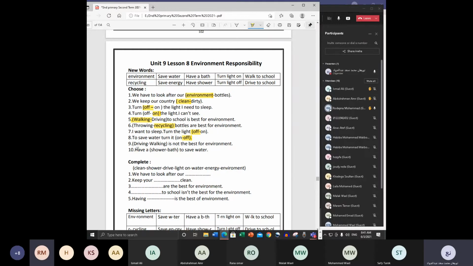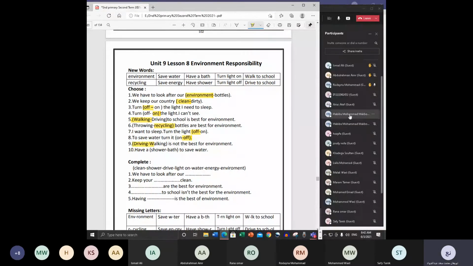Number nine, Rudaina. Yes. Okay, Rudaina, number nine. Driving or walking is not the best for the environment. What is harmful for the environment? Is it driving or walking? Driving. Thank you, Rudaina.